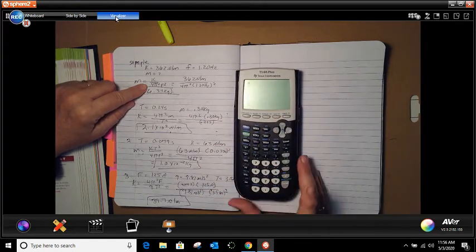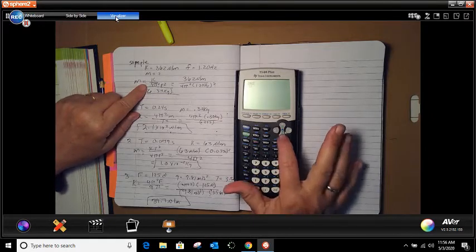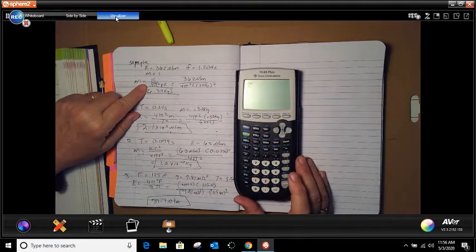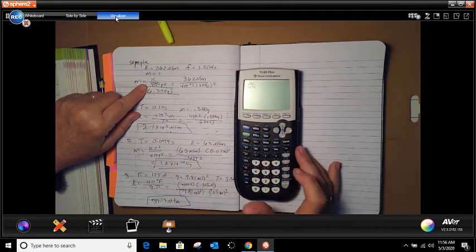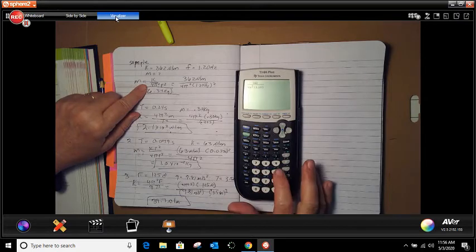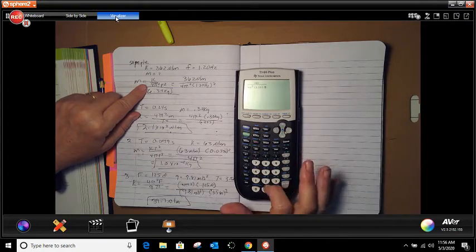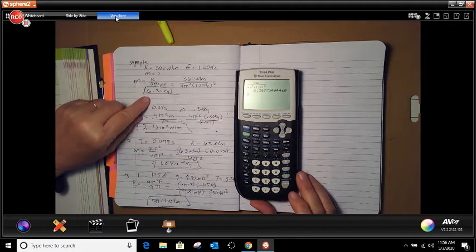alpha y inner, and we're going to do 362 because that's our constant, over 4 pi squared, times 1.20 hertz, and we're also going to square it because that's the frequency that we need, and that is 6.37 is my answer.